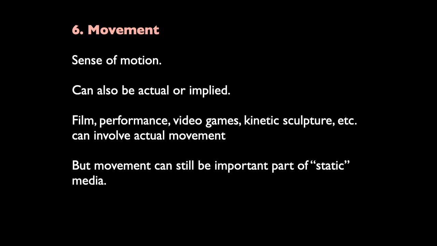Next is movement. And that's this visual sense of motion in front of you. Like texture or shape, or space rather, this can be implied or literal. Media like film, performance, video games, kinetic sculpture, sculpture that moves, these things can involve actual movement. But movement can still be an important part of static media like painting or photography or printmaking.